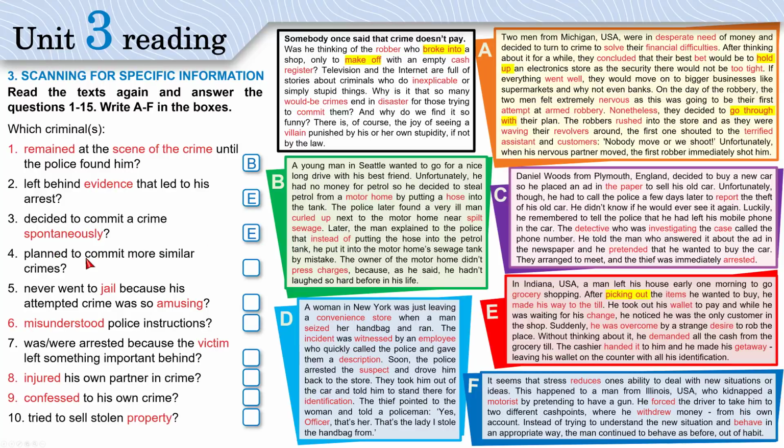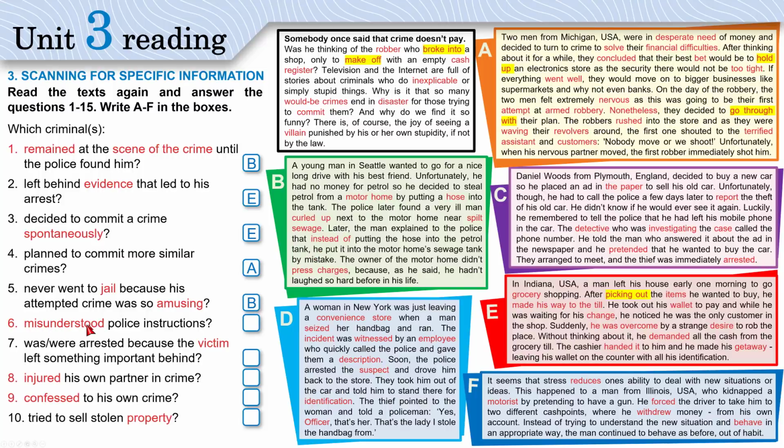place? Who planned to commit more similar crimes? That's A. They wanted to start with the electronics store, but they had the intention of stealing from supermarkets and even banks in the future. Who never went to jail, to prison, because his attempted crime was so amusing, so entertaining, so funny? That's B. He stole sewage.